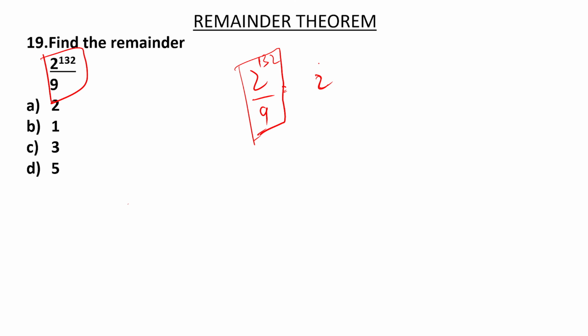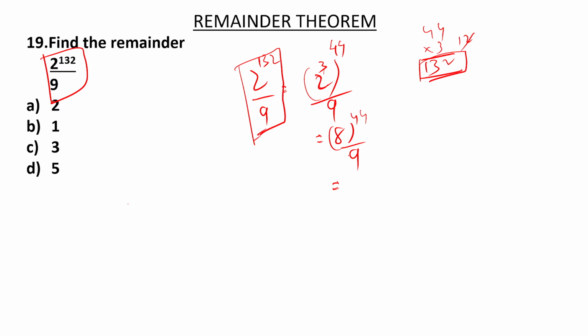So we can write 2 cube whole power 44. 44 into 3 is 132: 4 threes are 12, 2 carried plus 1 is 13, so 132. That's how you get the value 132. I wrote it as 2 power 3 power 44 by 9. 2 power 3 can also be written as 8 power 44 by 9. And 8 we can write as 9 minus 1, by 9. I just wrote 8 as 9 minus 1.